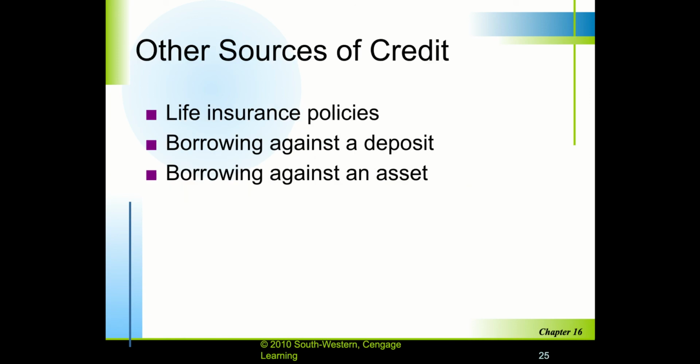You can also get credit from life insurance policies, from borrowing against a deposit or borrowing against an asset, meaning let's say you're paying off your mortgage. As you pay off your house, you grow the amount that you actually own of your home, and then you can take a loan sort of borrowed against that, sort of as collateral.